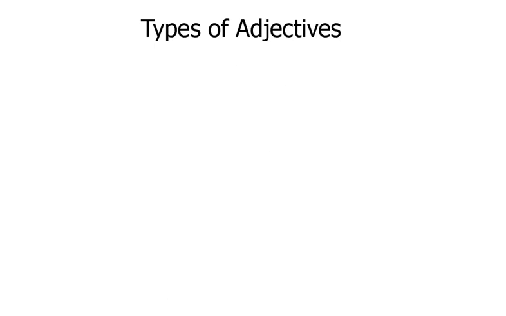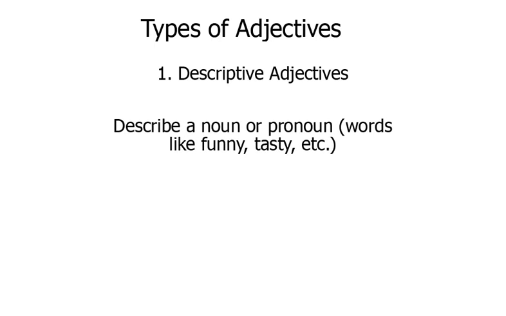Now let's talk about the types of adjectives. When we say types of adjectives, what we're really talking about is the kind of modification that the adjective is doing. First, there are the descriptive adjectives. This is the largest group, and most adjectives that you will see fall into it. Descriptive adjectives, as the name suggests, describe a noun or a pronoun. Words like funny, tasty, and so on are descriptive adjectives.